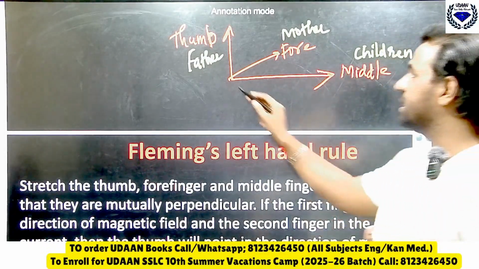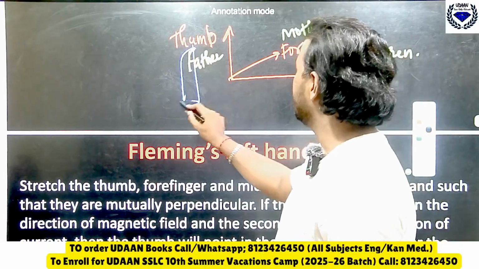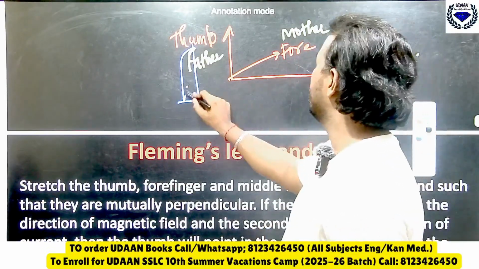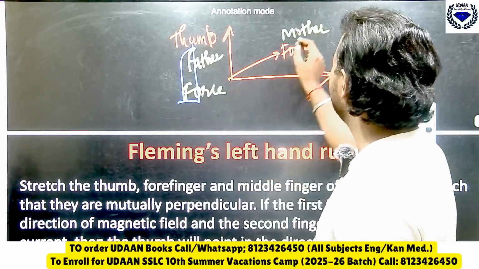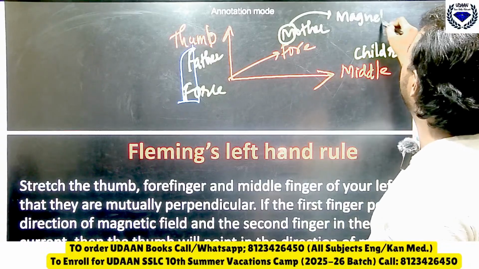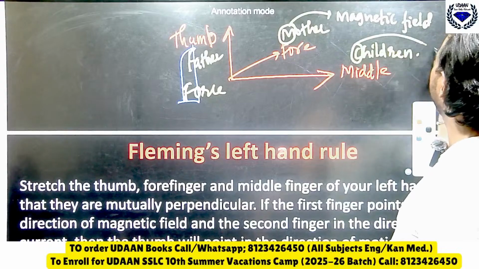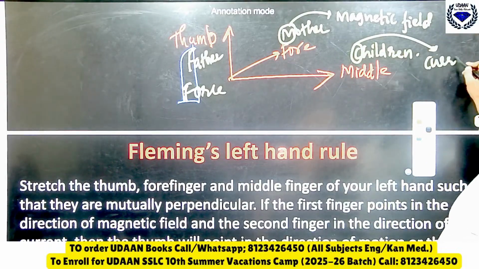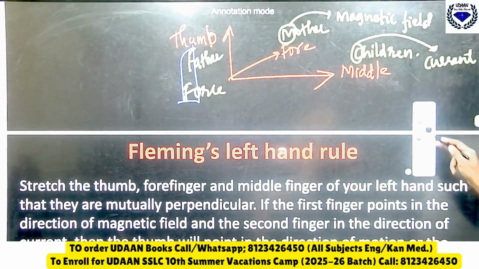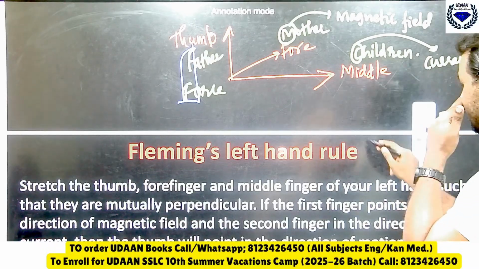So observe carefully how you will write. See here, F for father, you write F for force. Then M for mother, you write M for magnetic field. And C for children, you write C for current. Like this you should be able to remember this. This is a trick which will help you to write this properly.